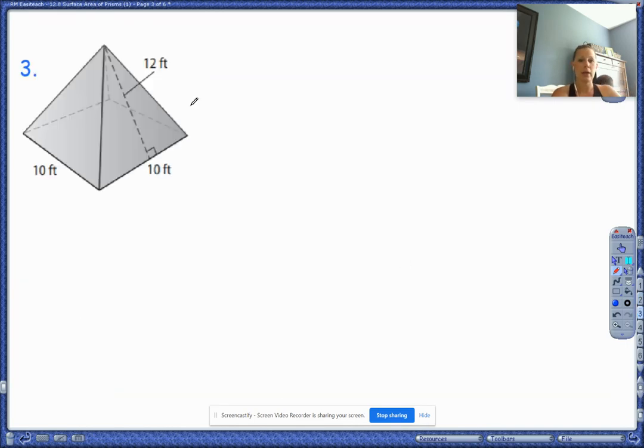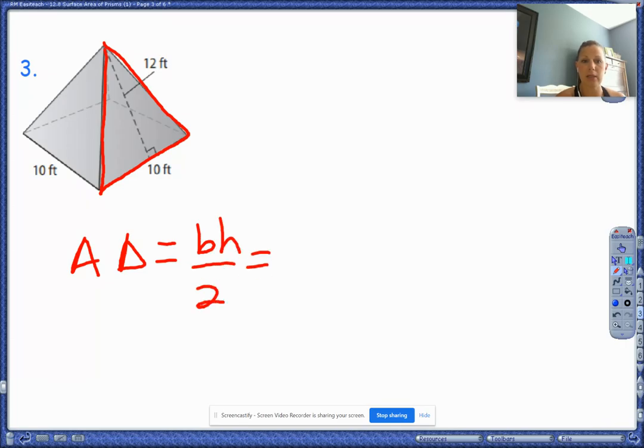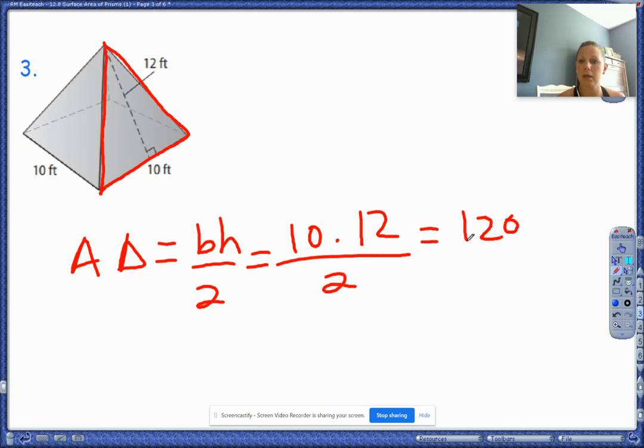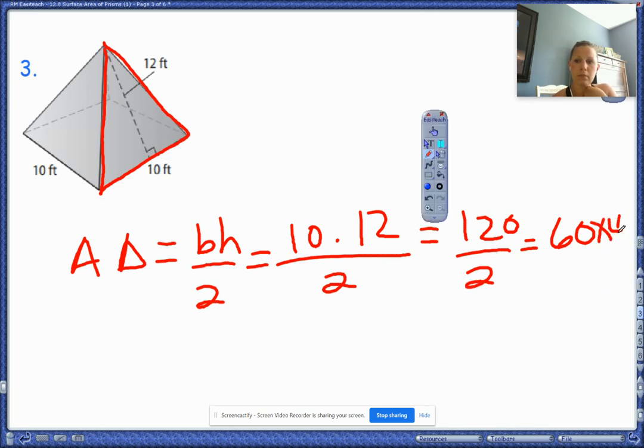Okay, and now here we have a rectangular pyramid in this shape. We have a square on the bottom, and then I have triangles that connect up to my pyramid. My triangles all have the same dimensions conveniently. So the area of a triangle is base times height over 2. The base is 10. The height is 12. So 120 over 2 is 60. And then there are 4 of those triangles. So I'm going to do 60 times 4 and get 240.